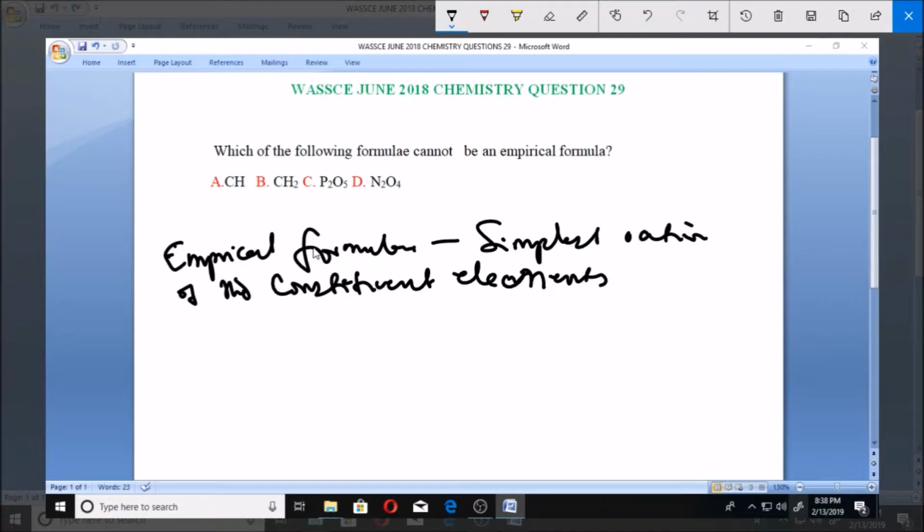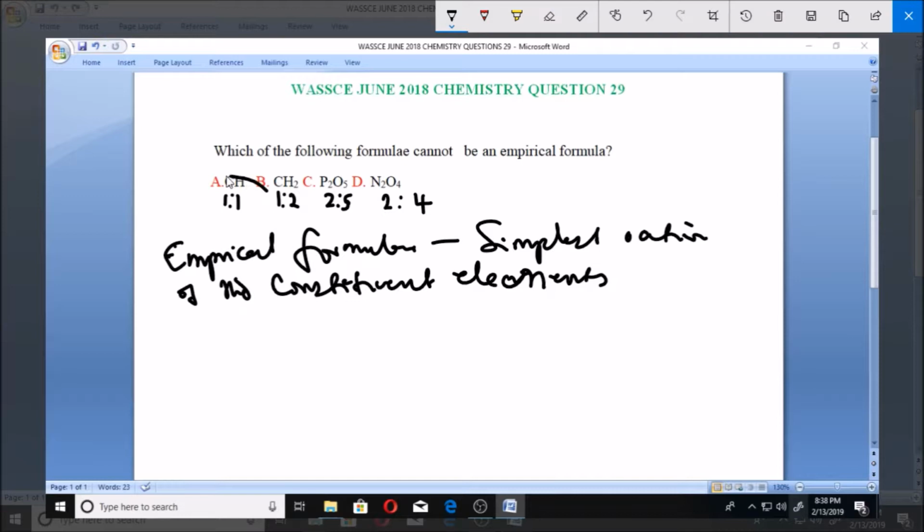So which is that? Here you have 1:1 because C is 1, H is 1. Here we have 1:2 because C is 1, H is 2. Here we have 2:5 because P is 2 and O is 5. But here we have 2:4 because N is 2 and O is 4.